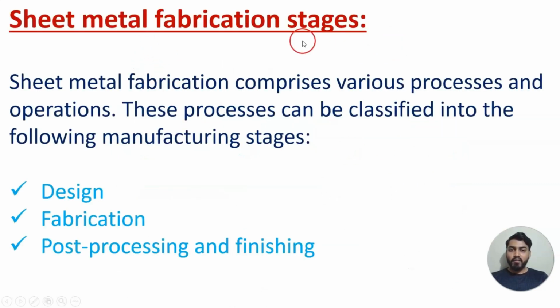Then there are sheet metal fabrication stages. Sheet metal fabrication comprises various processes and operations. This process can be classified into the following manufacturing stages. The first, initial thing is that we need to design.